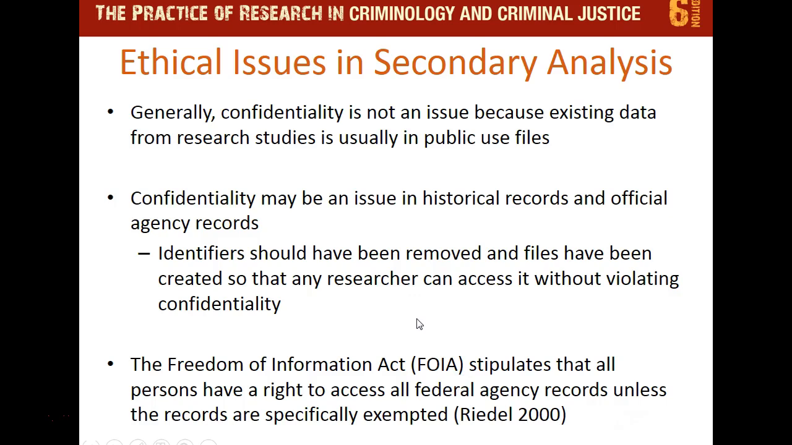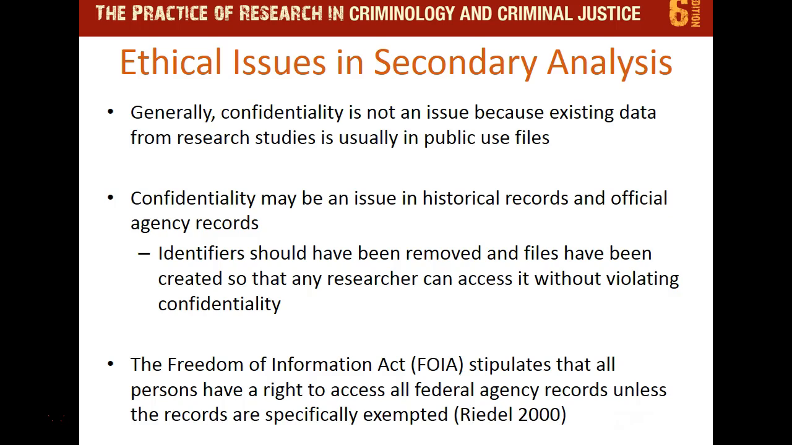What are the ethical issues in secondary data analysis? Many of you approach this within your discussion, because when you look at using secondary data for your own study, you need to think about the issues of actually using that data. Generally, confidentiality is not an issue because existing data from research studies is usually in public use files. It's already been collected, and they've already ensured confidentiality. Many of those who collected their own data had to go through the IRB, so there was supervision of the confidentiality.